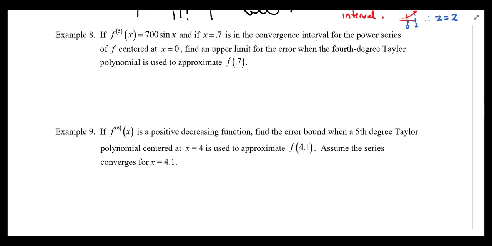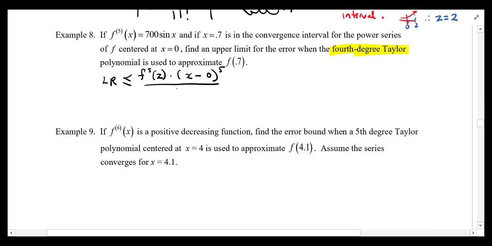The question here says find an upper limit for the error when the fourth degree Taylor polynomial is used to approximate this. So you're using the fourth degree Taylor polynomial to approximate. So your error actually occurs using the next one, okay, which would be that's right, the fifth derivative evaluated at z times x minus, well, center at 0 again, to the power of 5 over 5 factorial. So once again, what is x? Well, they gave that to you. That's great. So x is 0.7.